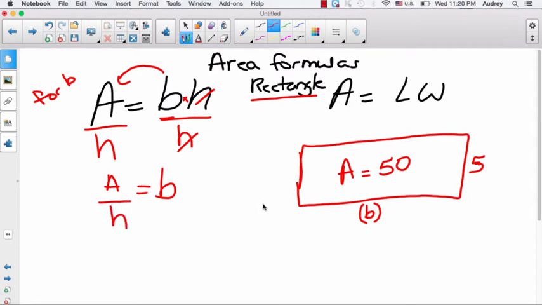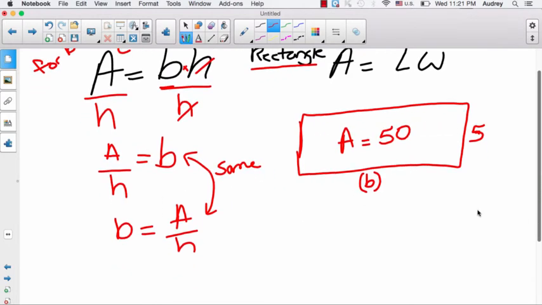Now, if you're like some people, seeing an equation in this direction bugs you, and I must admit, I'm kind of one of those people too. So in this case, I could just flip it around. B equals a divided by h. But notice, they're exactly the same, and they're going to work out the same.